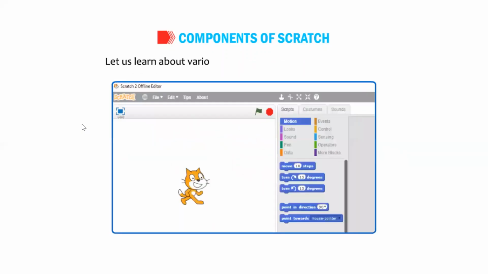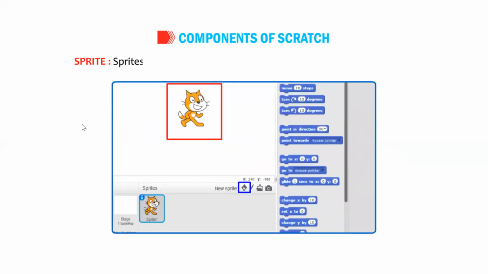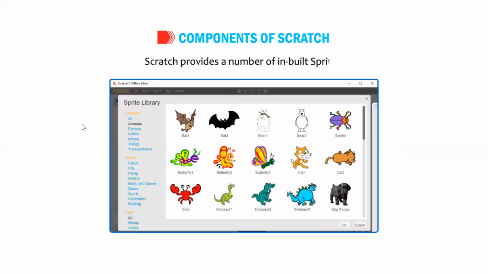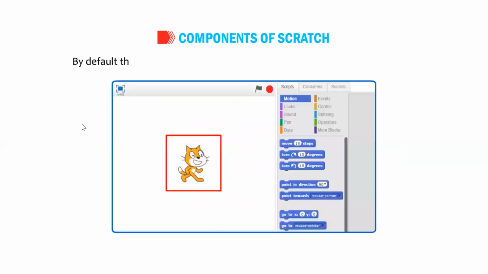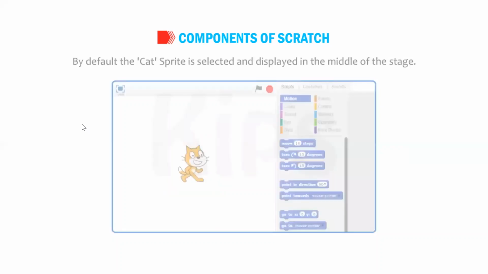Let us learn about various components of the Scratch window. Sprite. Sprites are objects that perform various actions in a Scratch project. Scratch provides a number of inbuilt sprites. By default, the cat sprite is selected and displayed in the middle of the stage.